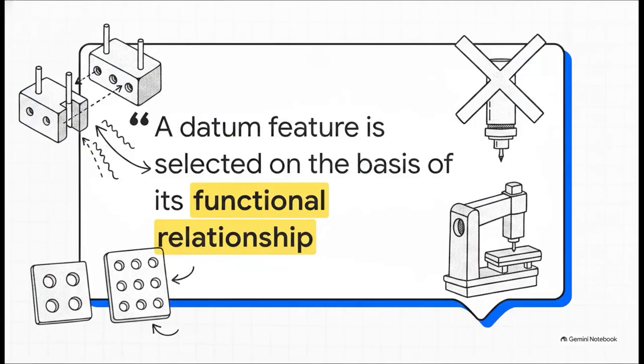To solve that, we have to go straight to the source. The ASME Y14.5 standard, specifically section 7.8, gives us our golden rule. It says, a datum feature is selected on the basis of its functional relationship to the toleranced feature and the requirements of the design. Basically, design intent is everything. Which pattern is functionally more critical? Your datum selection absolutely must be driven by how these parts physically mate in the real world. It's not about what makes the quality inspector's life easier.